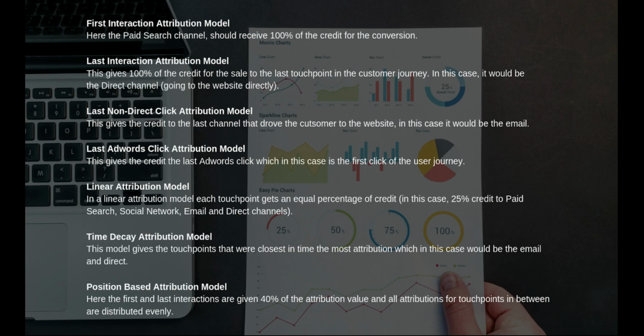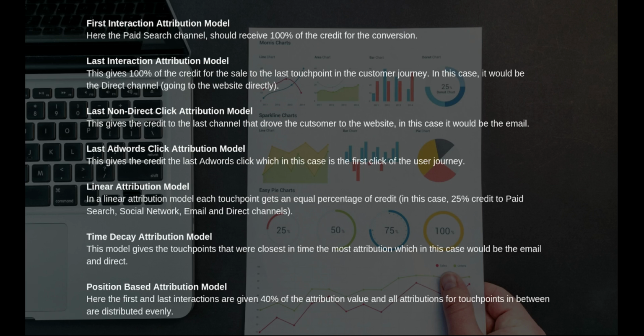The first interaction attribution model would be the case where the paid search channel receives 100% of the credit for the conversion. This model uses the first point of interaction in the user journey for the credit to be attributed to. So that's going to be your paid advertising campaign, because the first time she saw anything about the company was a paid advertisement on Google. The last interaction attribution model is where 100% of the credit for your sale is given to the last touch point in the customer journey. So in this case, it would be the direct channel, when she went to the website directly to make that purchase.